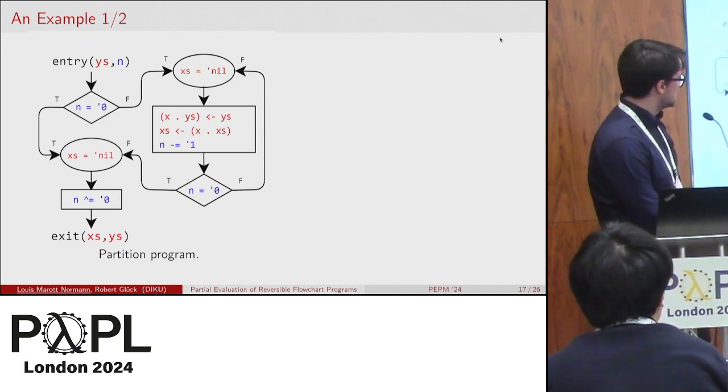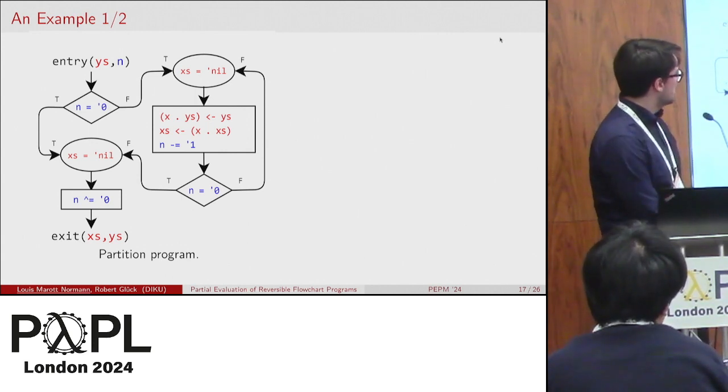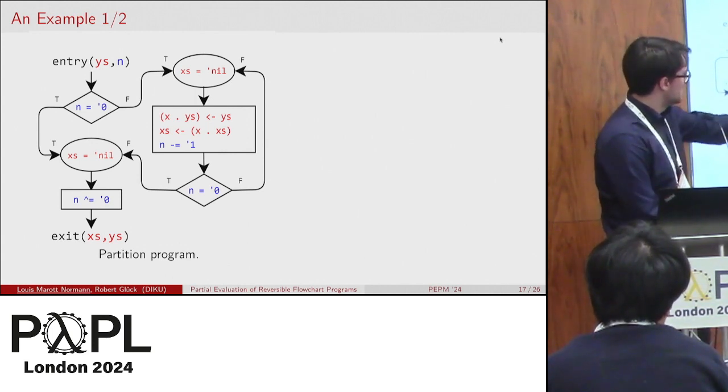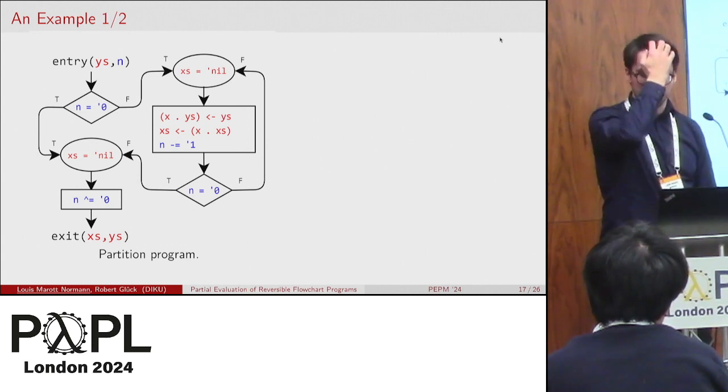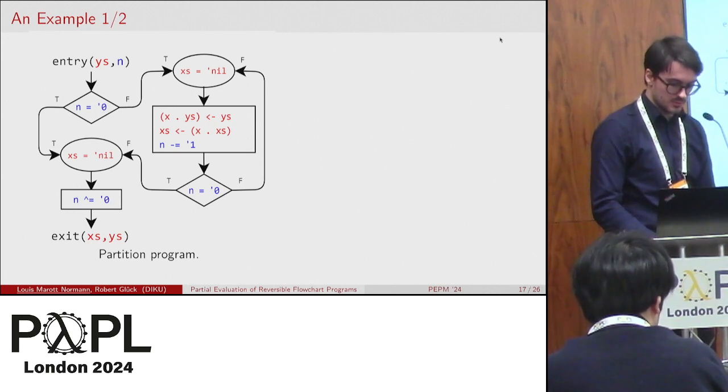Interestingly enough, since we want to specialize here on the n, which is why it's blue, all of the forward jumps are actually static, which means that the final residual program will actually be a straight line program, and it will look kind of something like this.